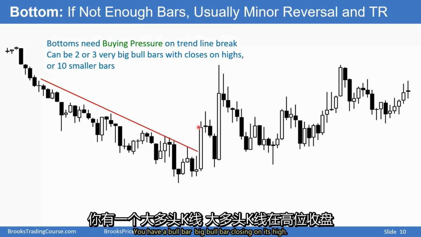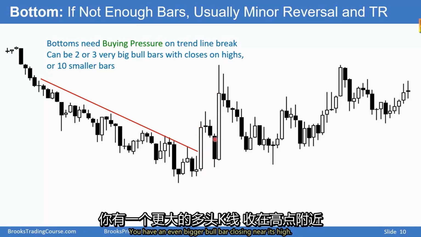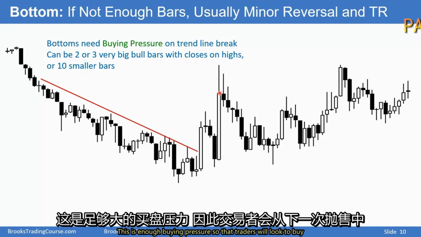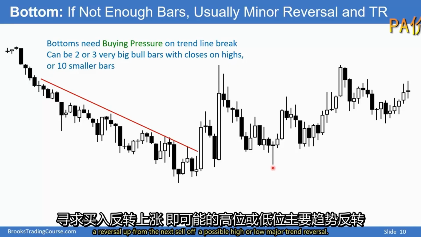You have a bull bar, big bull bar closing on its high. You have an even bigger bull bar closing near its high. This is enough buying pressure so that traders will look to buy a reversal up from the next sell-off. Possible high or low major trend reversal.